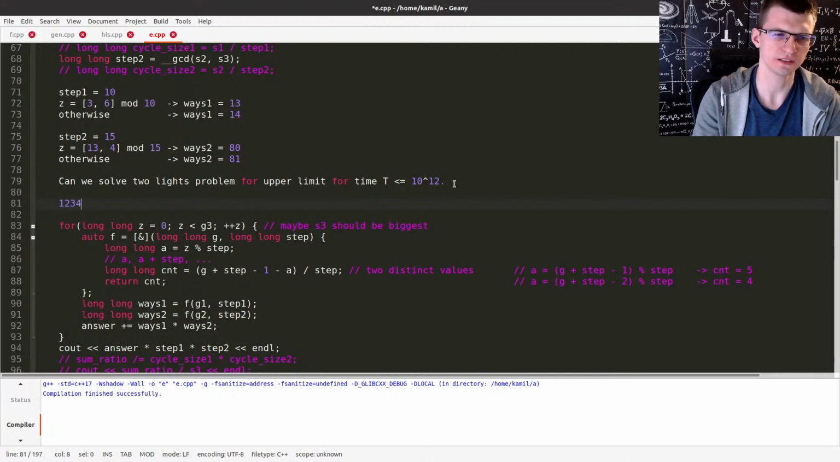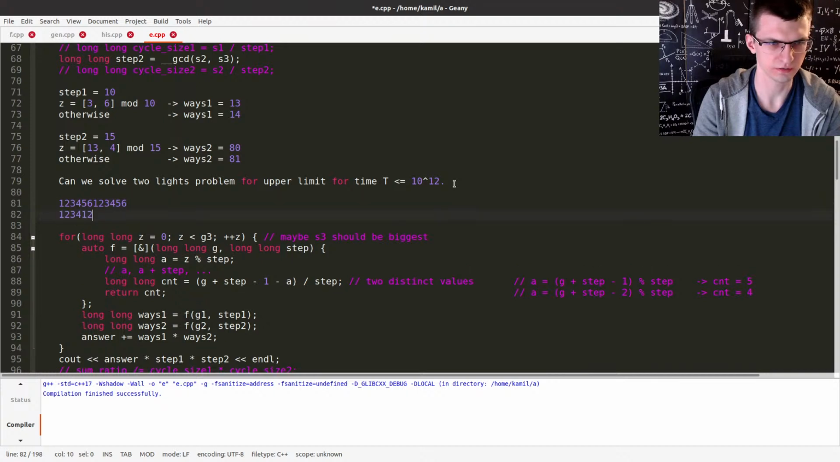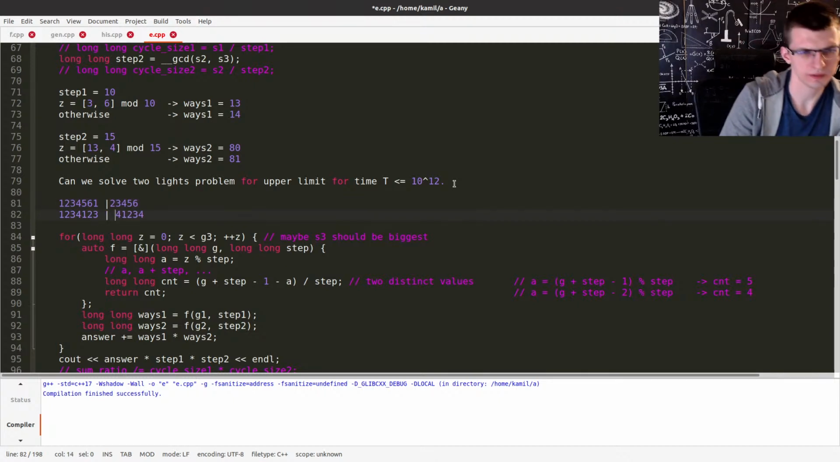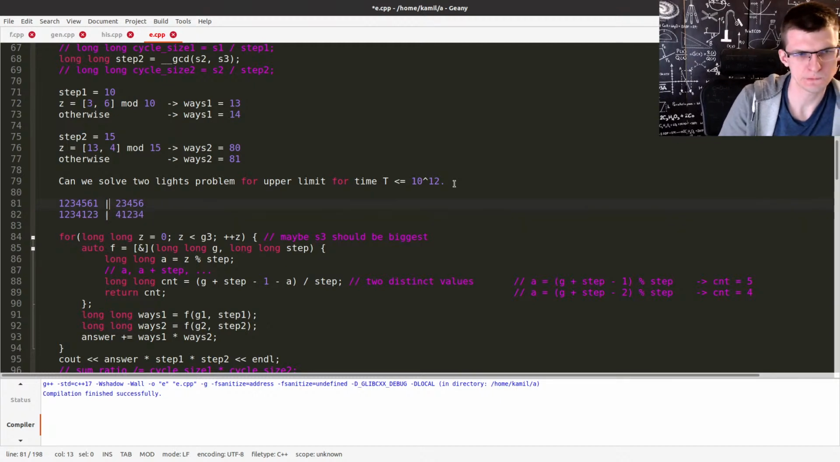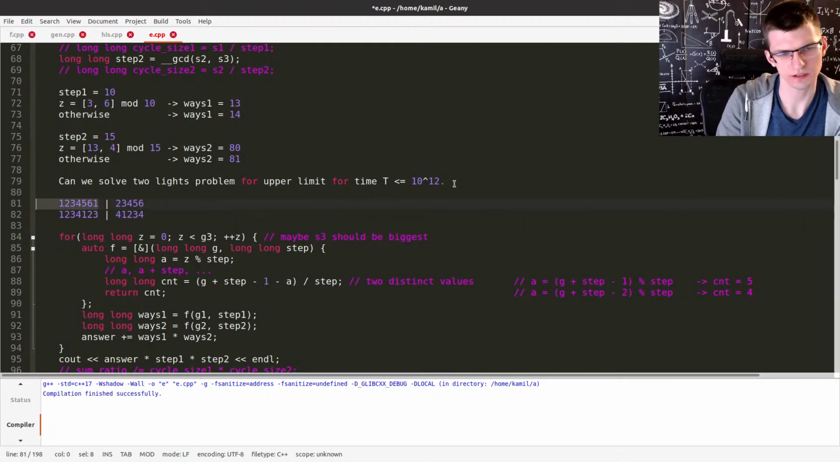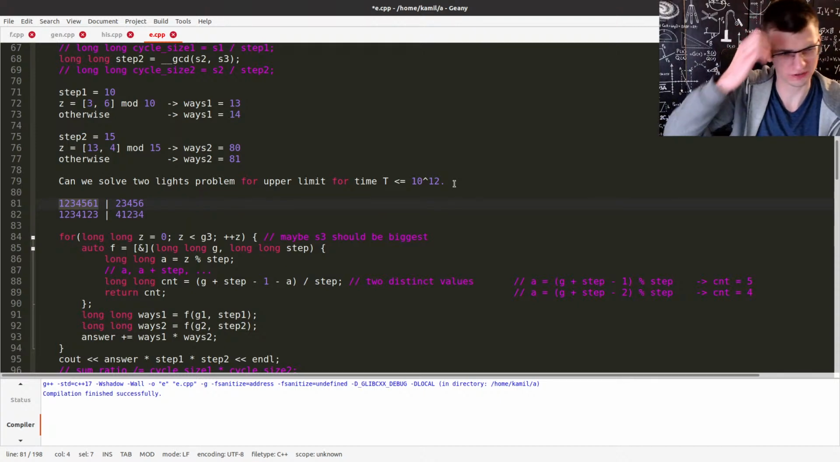When we had 2 lights, let's say with cycles 6 and 4, but we cut some time, what happens? Only we count cases here. We cannot anymore do what I did before.